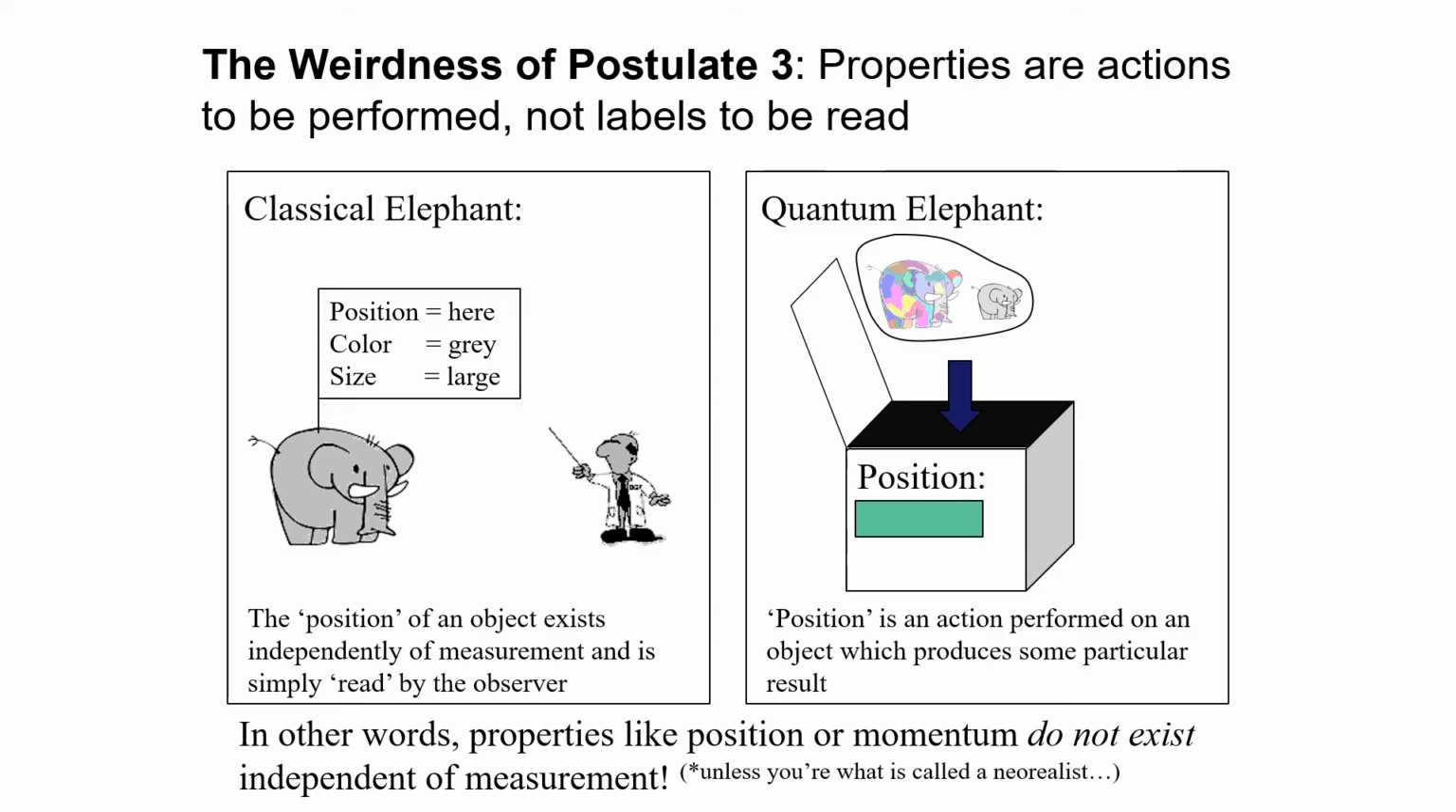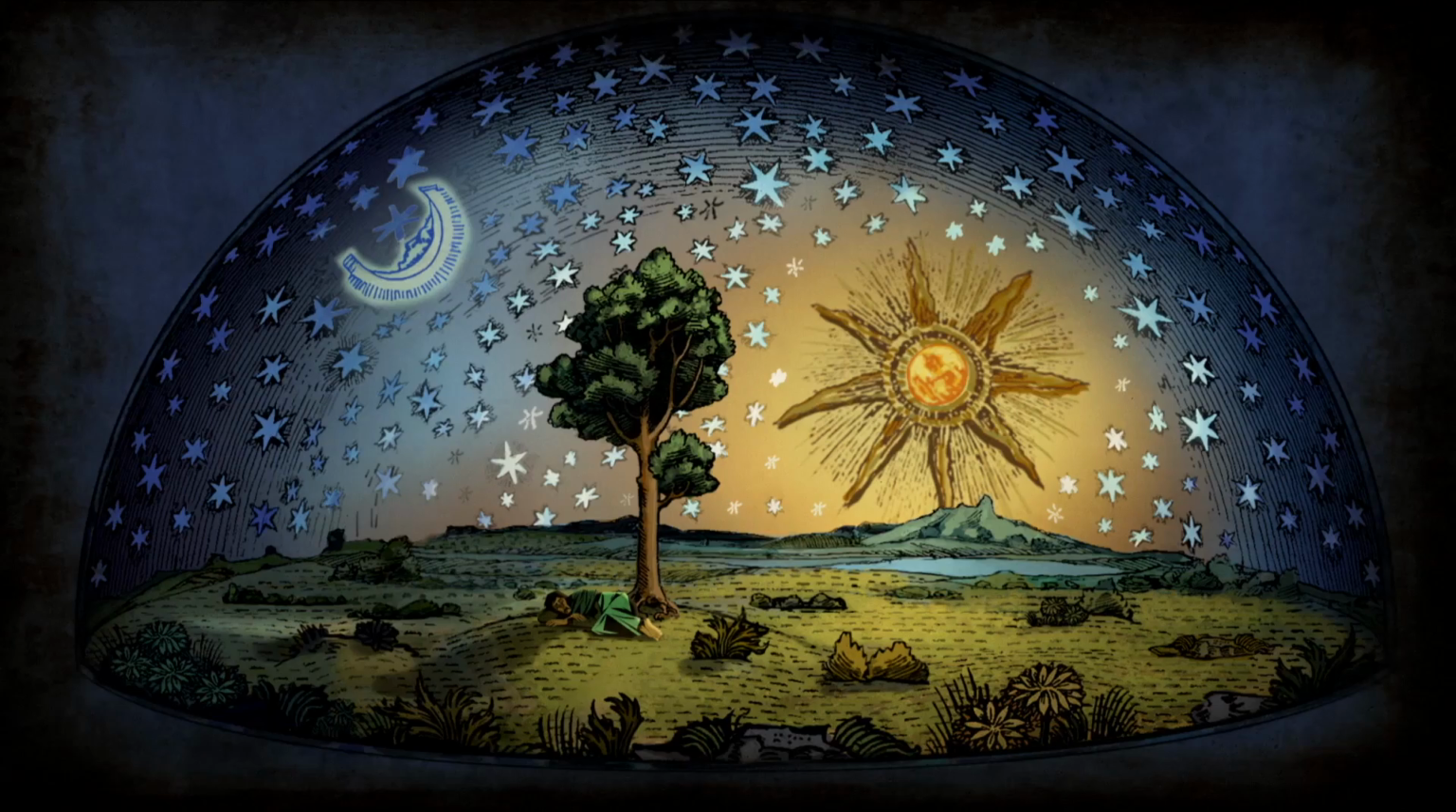In other words, even simple physical properties like position or momentum do not exist independent of measurement, unless you're called a non-realist. So now we're getting towards a philosophical part of quantum theory that's extremely strange, because we tend to think that things exist independent of our measurement of them, and it's just a matter of us getting the measurement. Quantum theory says it's not so simple. And that's the end of this topic.